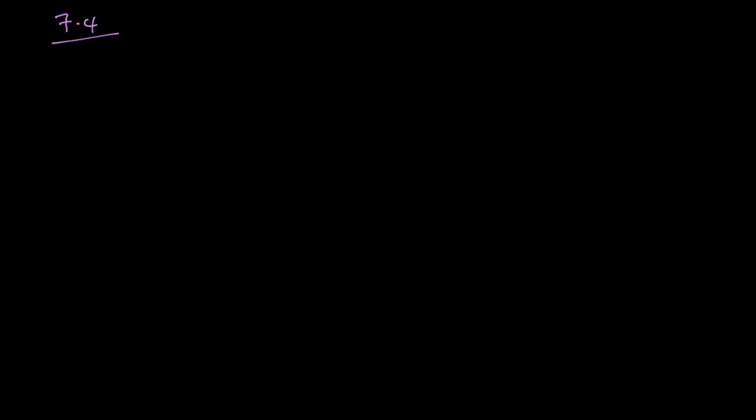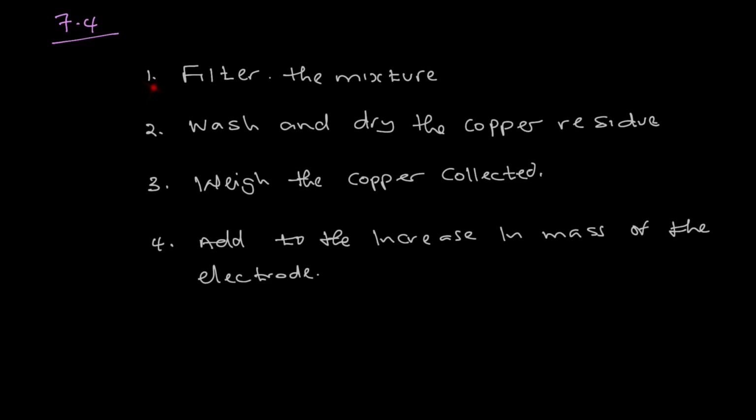Question 7.4. Some of the copper produced did not stick to the negative electrode but fell to the bottom of the beaker. Suggest how the student could find the total mass of copper produced. 1. The student could filter the mixture. 2. Wash and dry the copper residue. 3. Weigh the copper collected. 4. Add to the increase in mass of the electrode.